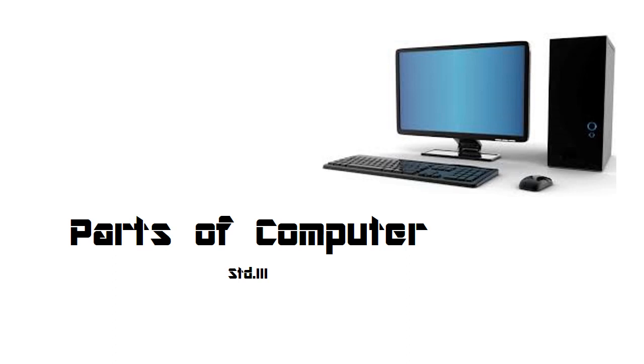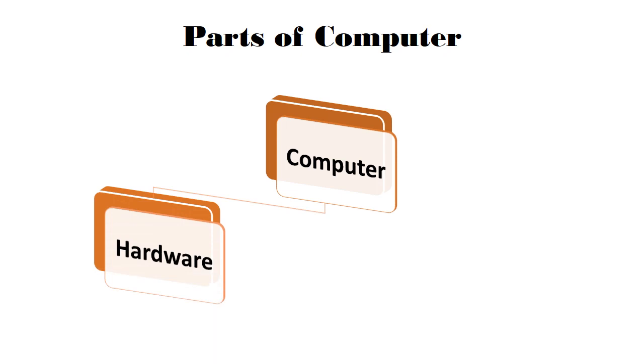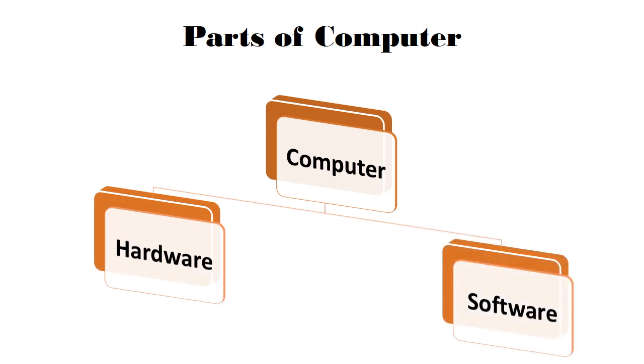A computer consists of various parts that work together. It is therefore known as a computer system. A computer system can be divided into two parts, hardware and software. Let's learn about these parts in detail.